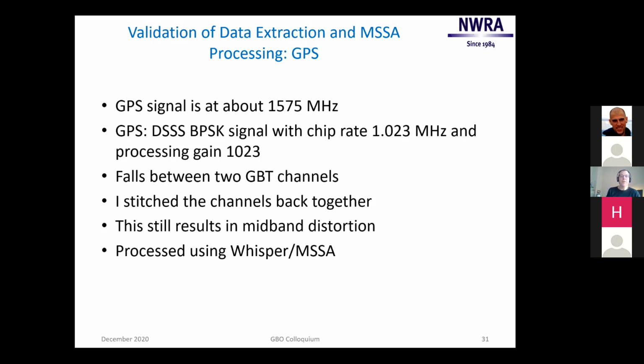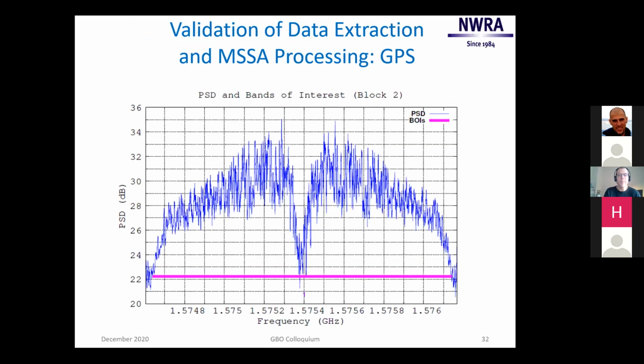I stitched the channels back together. I identified which channels corresponded to the 1575 band, stitched them together to make it like a 2-channel data record. So that means I now presumably have the GPS signal, but it's got some significant mid-band distortion still because of the 2 channel edges that I had to stitch together. Then I process that with MSSA. So here's what the MSSA tells me.